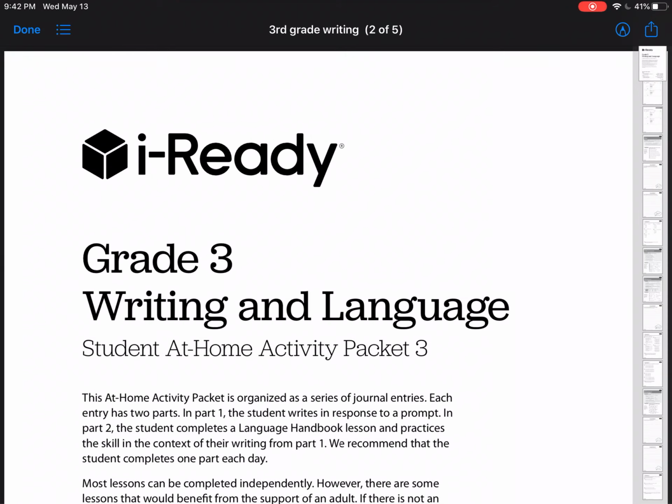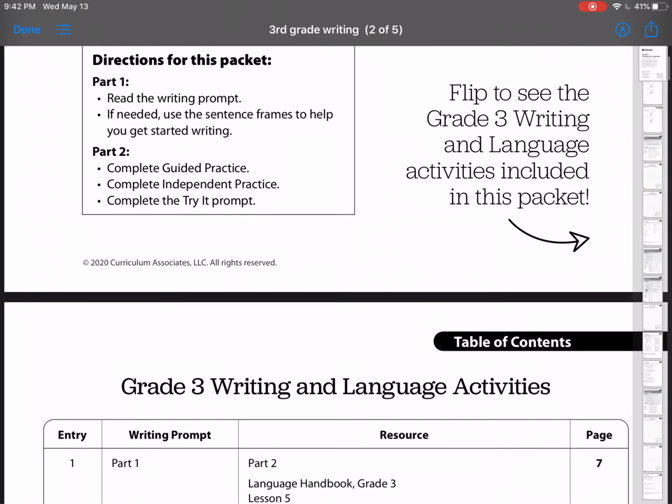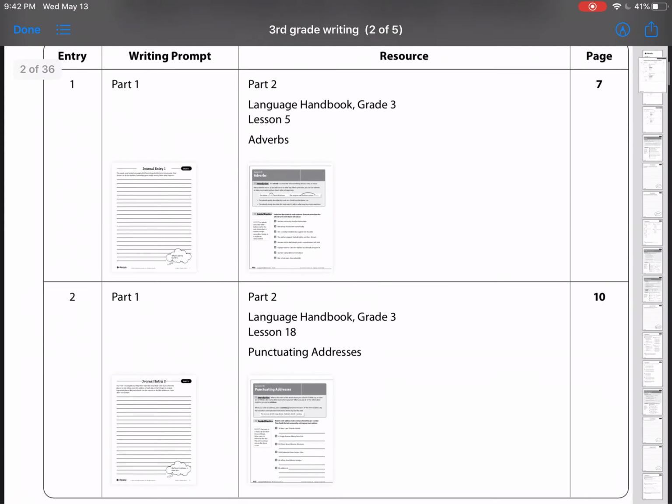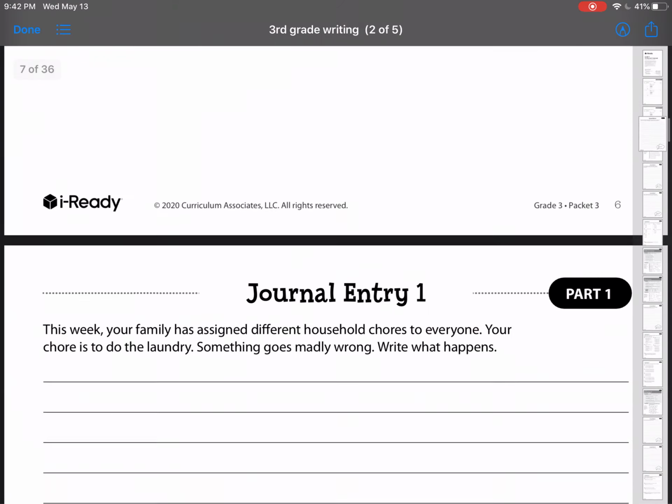Alright, so you guys did get a writing and language packet. So this is packet 3. So let's go and scroll to the lesson here. Alright. So these are all of your instructions.